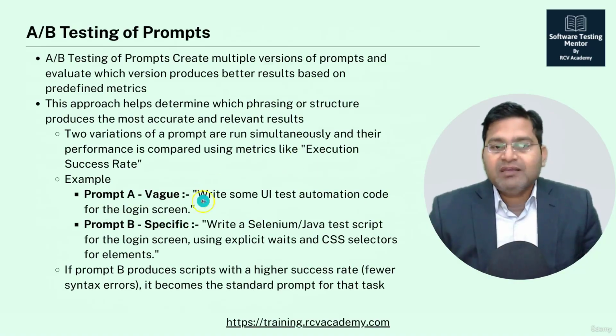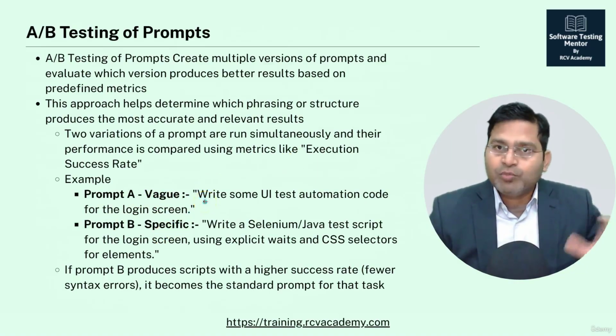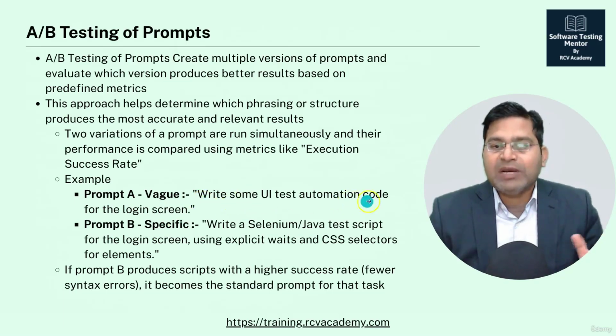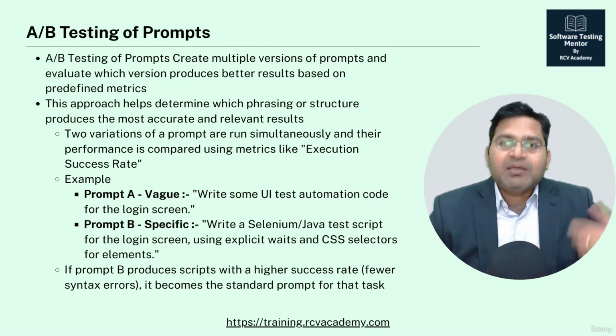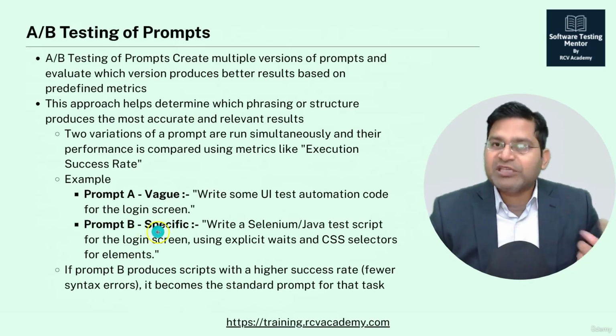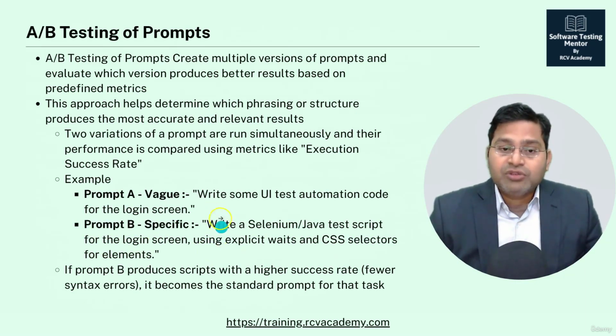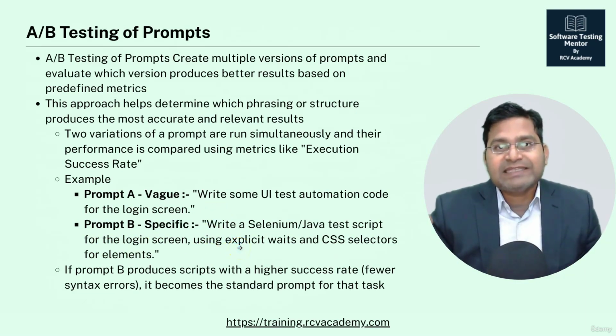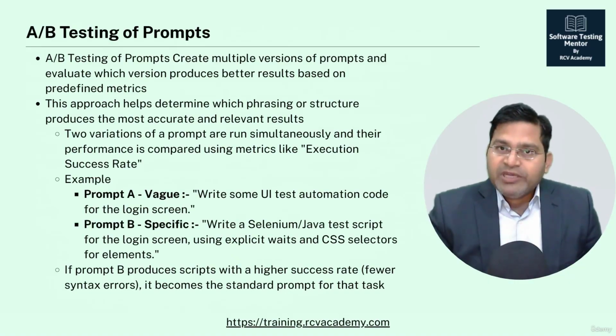Prompt A is, say, a vague prompt, and prompt B is a specific prompt. Prompt A is: write some UI test automation code for login screen. It will generate some output, some scripts. Then you have a specific prompt, prompt B: write a Selenium Java test script for login screen using explicit waits and CSS selectors for elements. So this is very specific. You are specifying Selenium Java, explicit waits, CSS selectors. But in the first case, it is very vague.